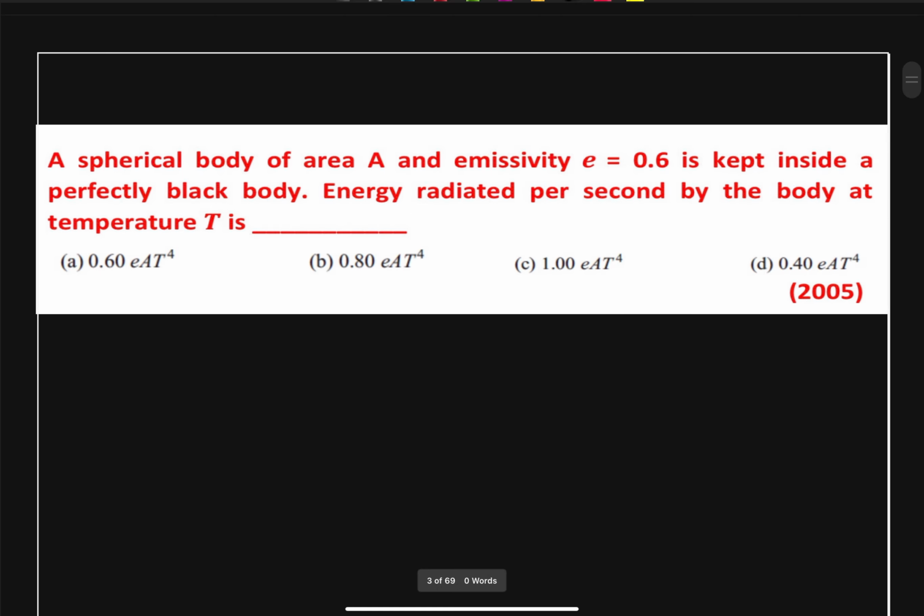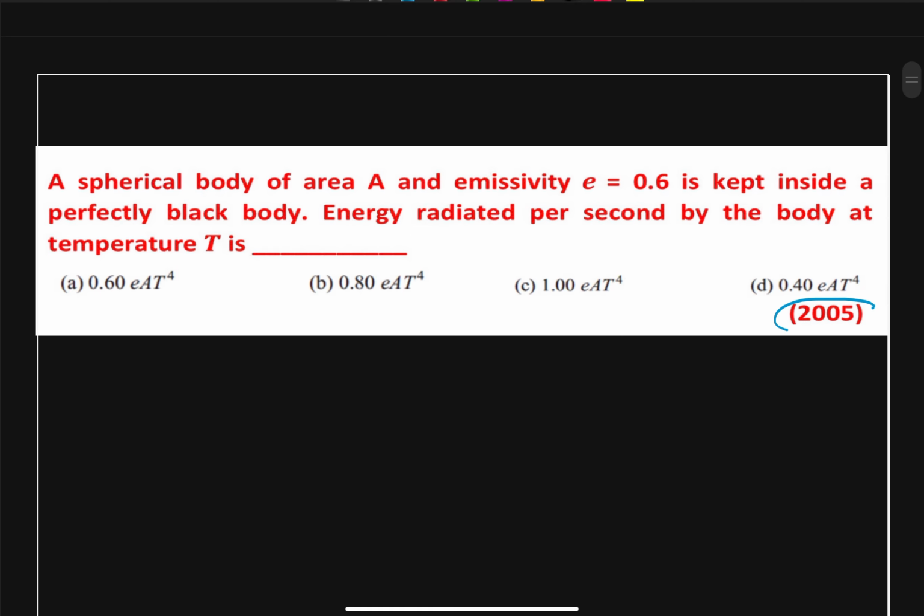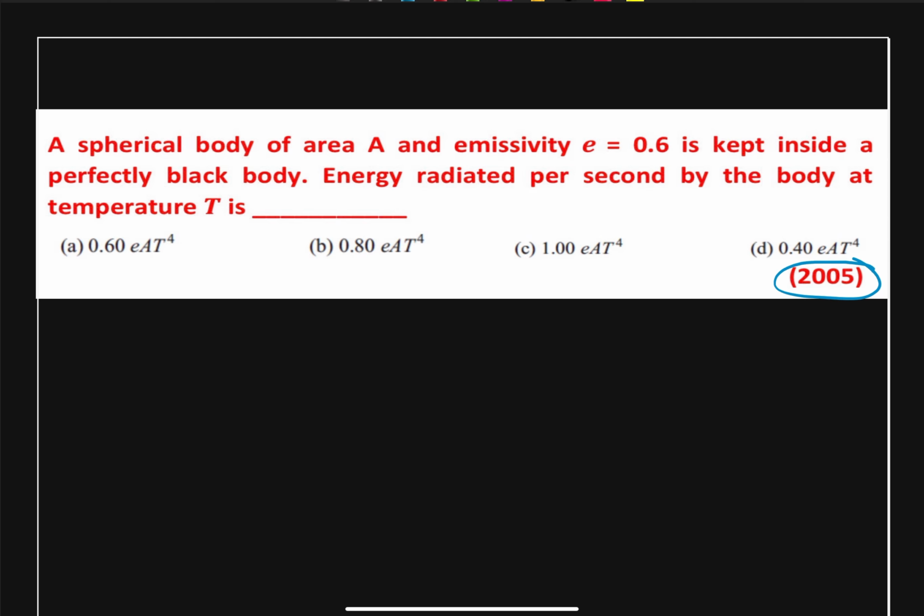Next question. It was also asked in the year 2005, and it states that a spherical body of area A and emissivity 0.6 is kept inside a perfectly black body. The energy radiated per second by the body at a temperature T is. This is directly based on the formula, which is the Stefan Boltzmann law.